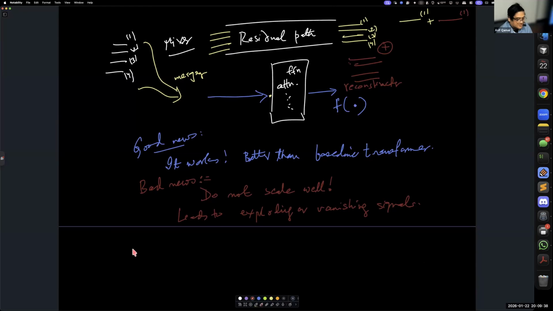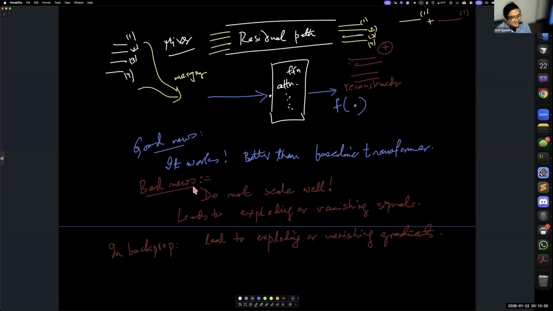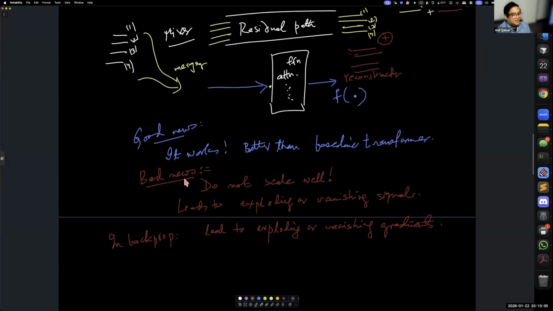And likewise, in backprop, once again, it leads to exploding or vanishing gradients. And so you say, oh no. But there's a reason why this happens. On the face of it, the reason is very simple.